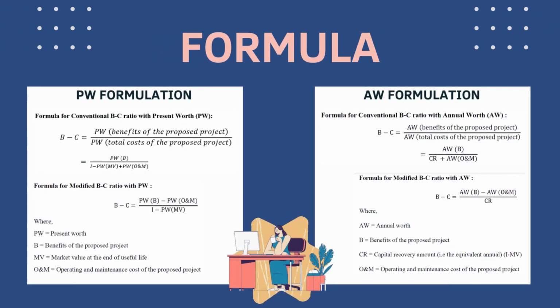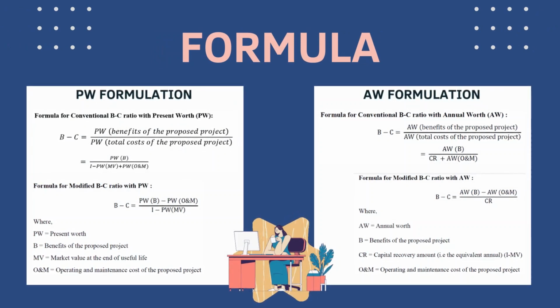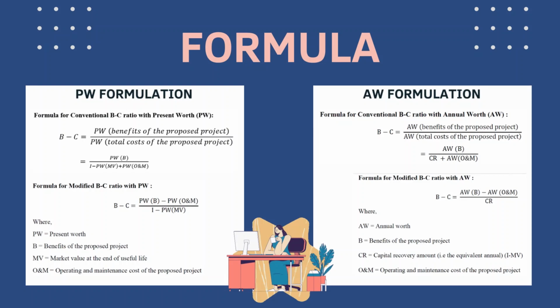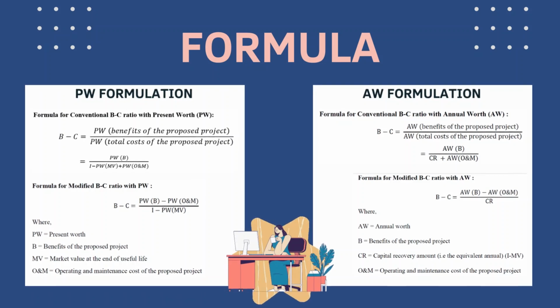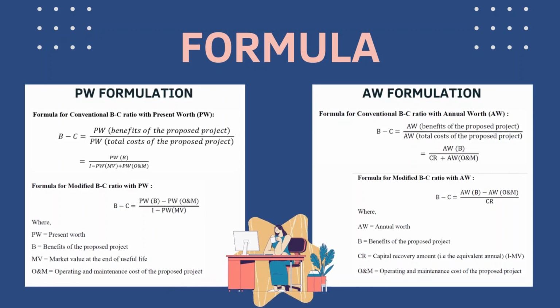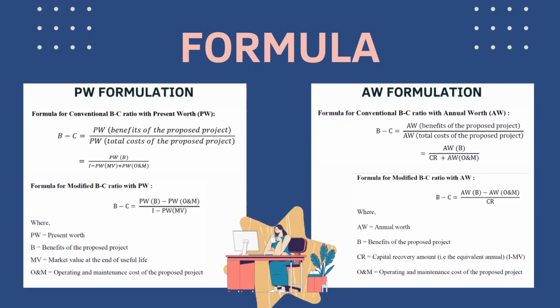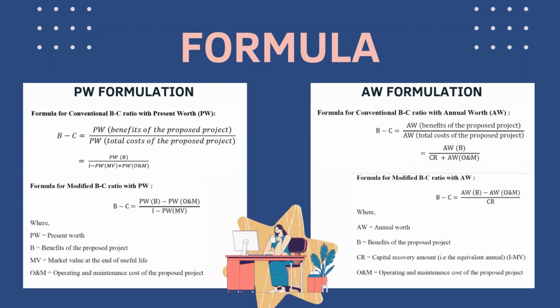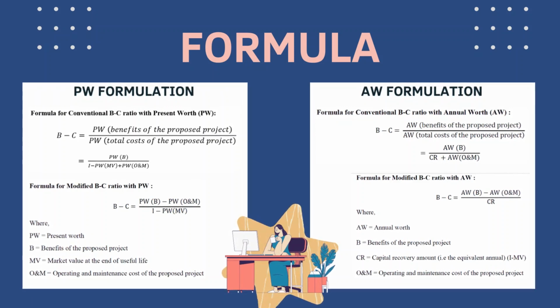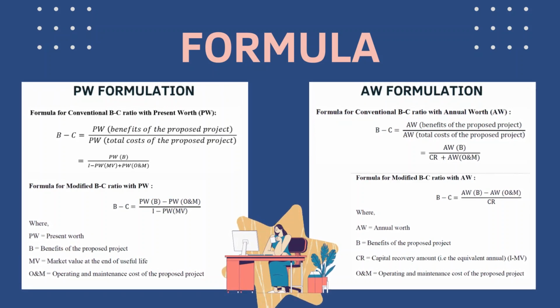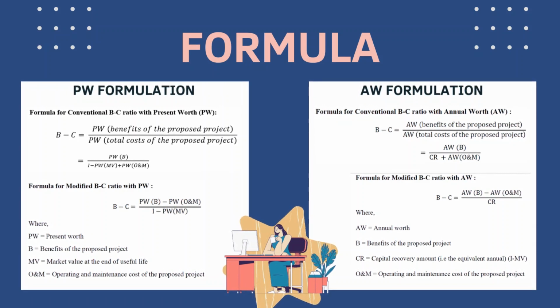PW and A are based on estimated cash flows and are equivalent measures of profitability. The annual worth or A method needs to be calculated for only one life cycle because the value is assumed to be exactly the same for any succeeding cycles. Whereas the present worth or PW method is used to determine the present value of future money receipts and disbursements.